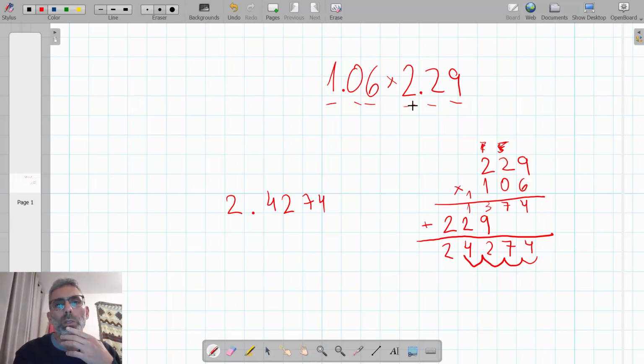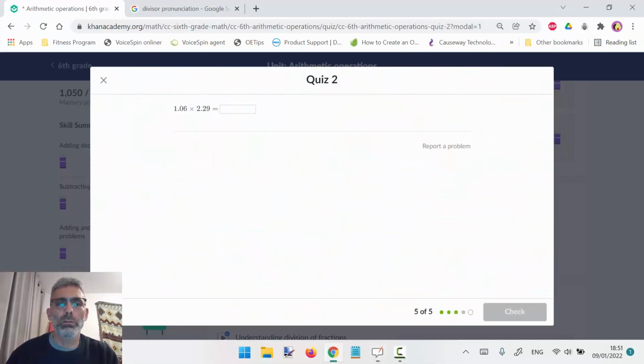1 here and 2 here, and the result should be slightly bigger than this because 1.06 is like multiplying this number by itself and adding 6%. So it makes sense. 2.4274.